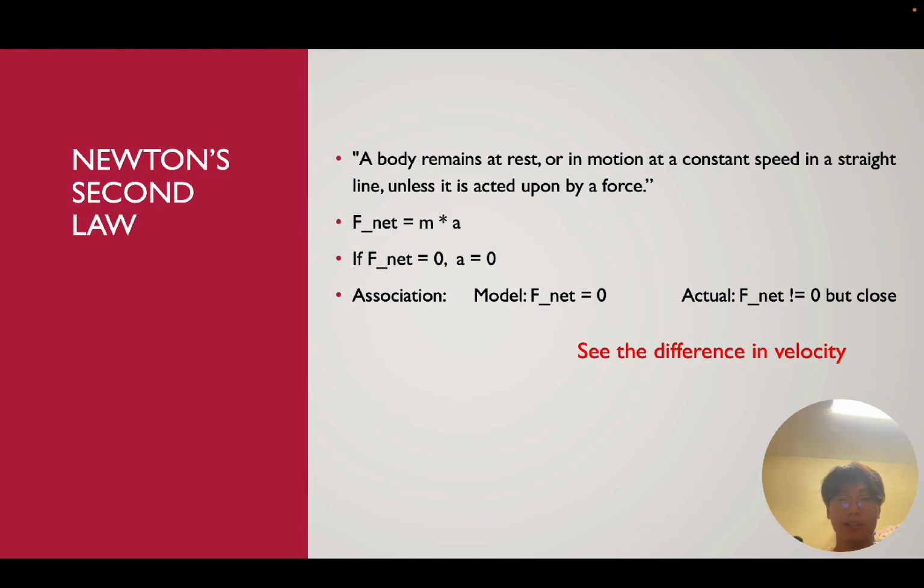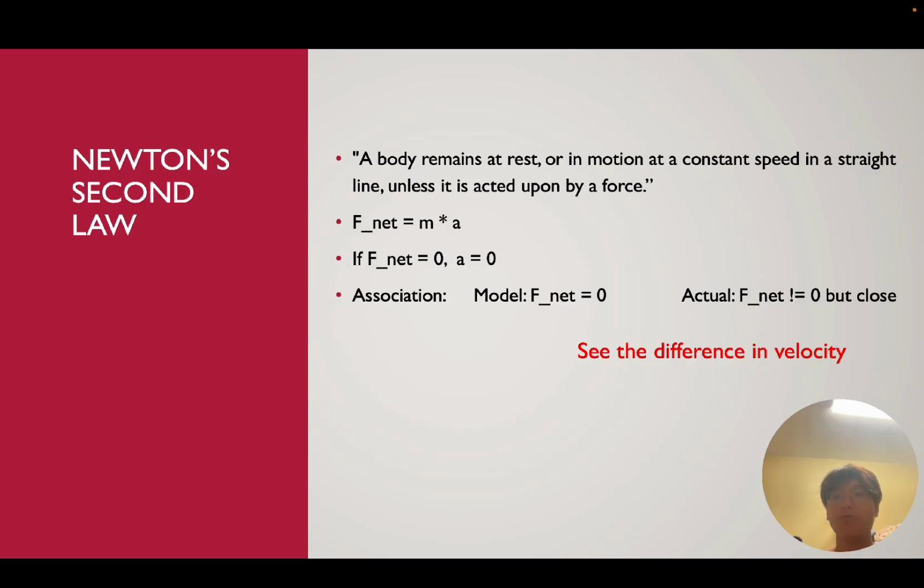The fundamental physics principle we use in this case is Newton's second law, which means that a body remains at rest or in motion at a constant speed in a straight line unless it is acted upon by a force. In other words, by formula, F-net equals mass times acceleration. So if F-net is equal to 0, the acceleration is equal to 0. In our lab, in modeling, we assume that F-net is equal to 0, but actually F-net isn't equal to 0, but it's very close, since we use a nearly frictionless track.